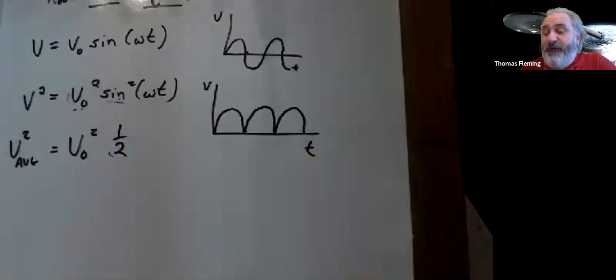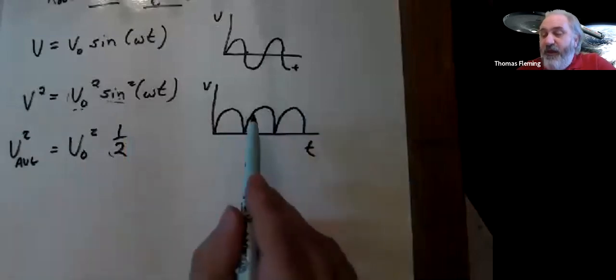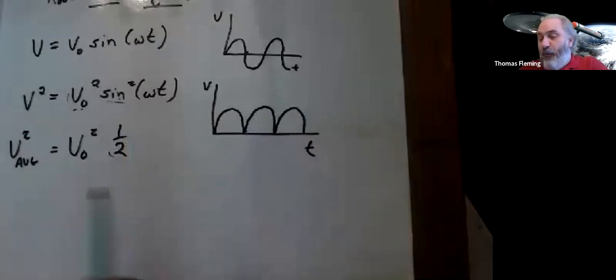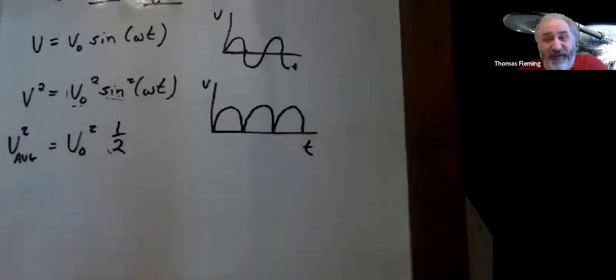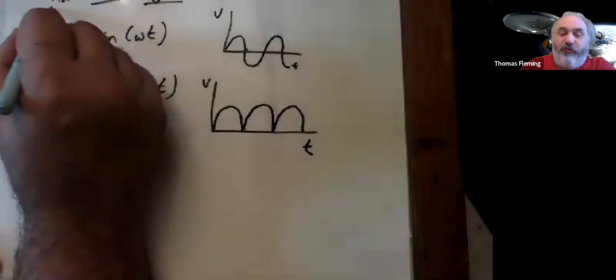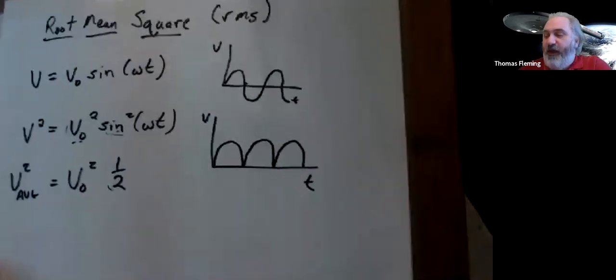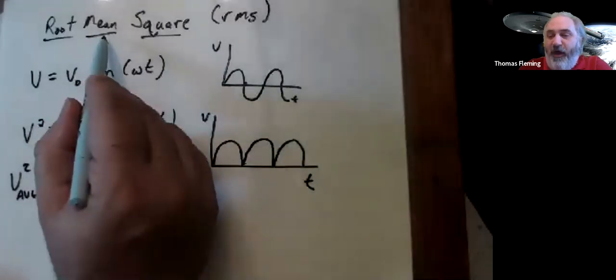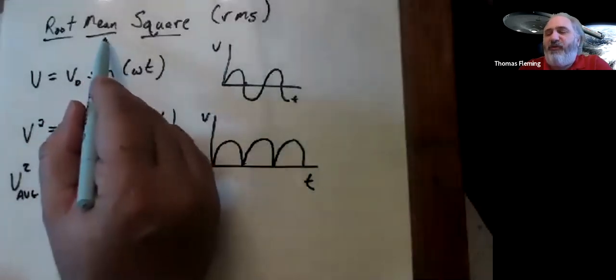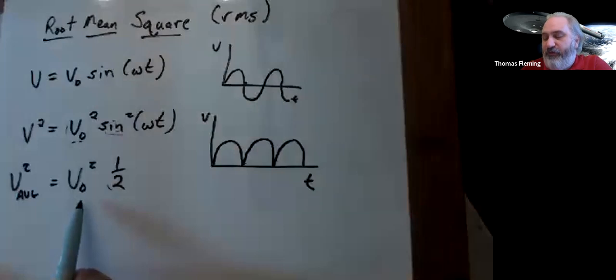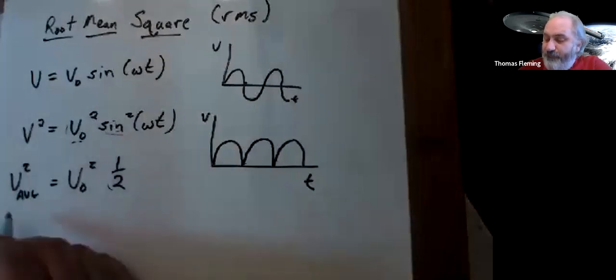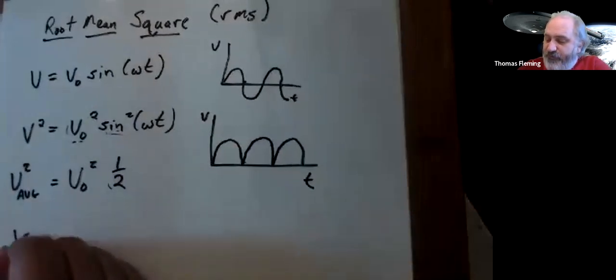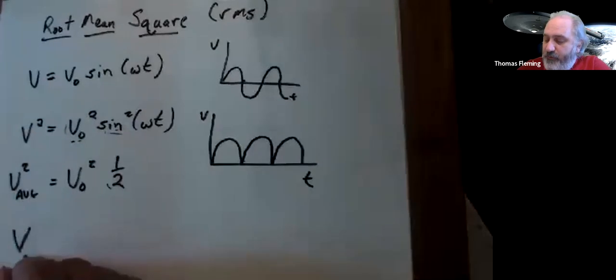Now, since I've taken the average while everything was positive, I want to go back to my original thing. I don't want the average of v squared. I want the average of v. So I'll just take the square root. I squared it long enough to make everything positive, took the average while everything was positive, and then once I'm done with the average, I'll take the square root to go back to my original units. So the square root of the average of v squared is my average.